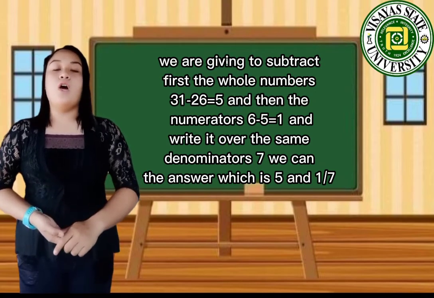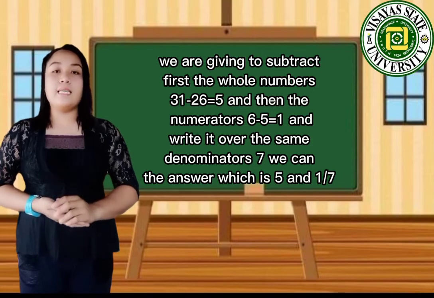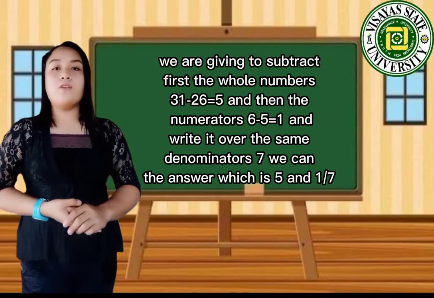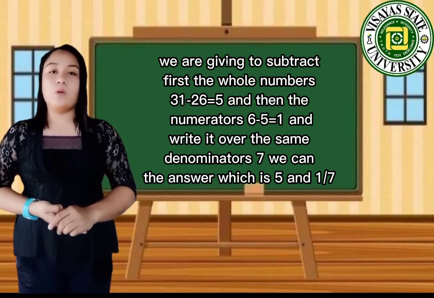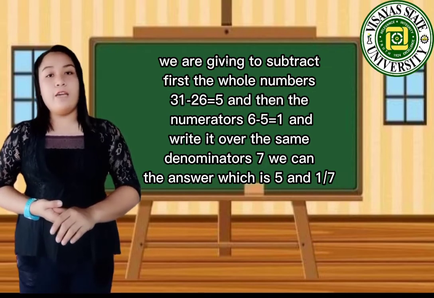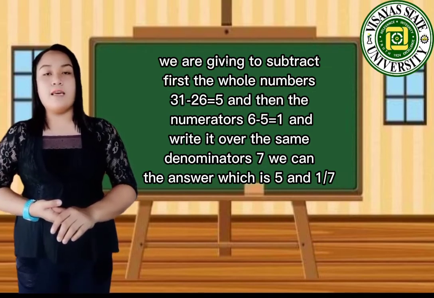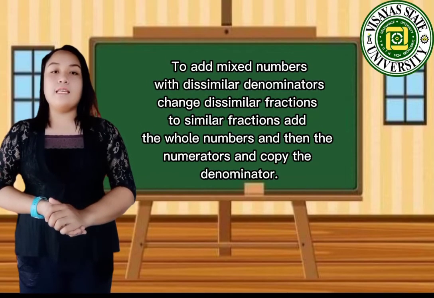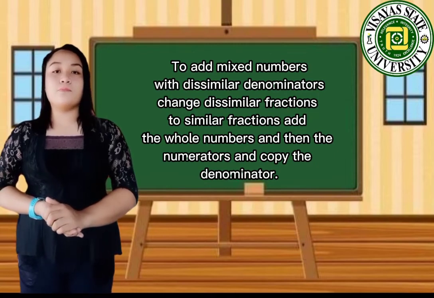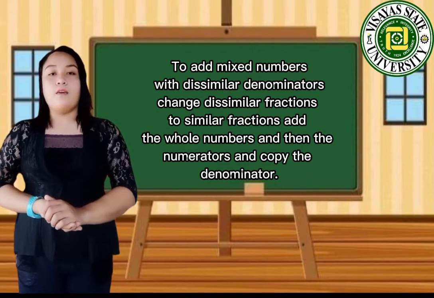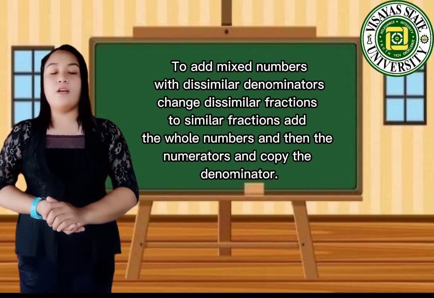So in the rule, we are going to subtract first the whole numbers. 31 minus 26 equals 5, and then the numerators: 6 minus 5 equals 1, and write it over the same denominator, 7. We find the answer, which is 5 and 1/7. Very good.